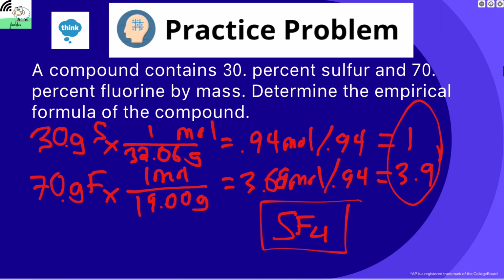Okay? So again, if we didn't get whole numbers here, we'd have to multiply by whole numbers to get whole numbers. I do have another video over empirical formula that will help you with that, but in the grand scheme of things, this should really take care of the situation here, all right? Okay, let's move on to the next topic.